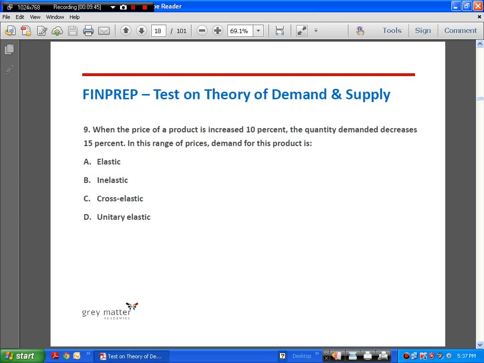The change in price is only 10%, whereas the fall in quantity demanded is 15%. The change in demand is greater than the change in price. Therefore, we can say that this product is more responsive to a price change. Therefore, it is more elastic. The right answer is option A, elastic.